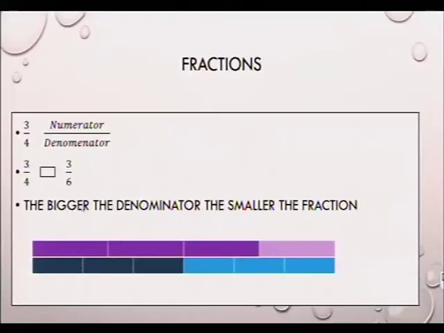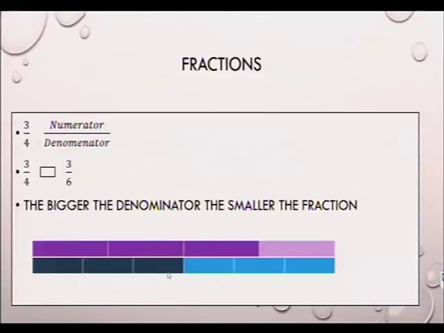The next one, the denominator tells me I have to divide my whole into 6 equal parts. 1, 2, 3, 4, 5, 6 equal parts. Now, 3 parts of the 4 parts, 1, 2, 3. Here I have 3 parts of the 6 parts.